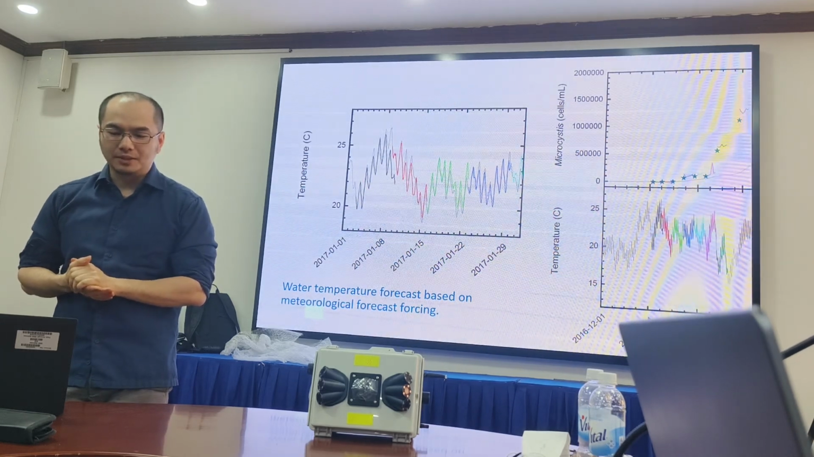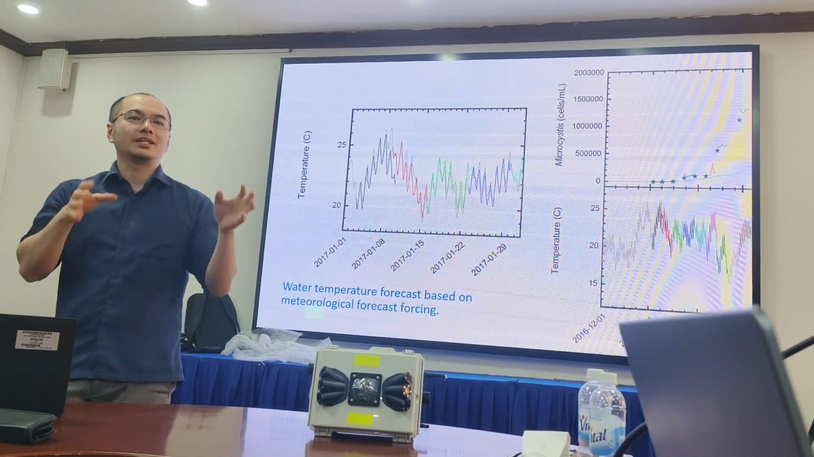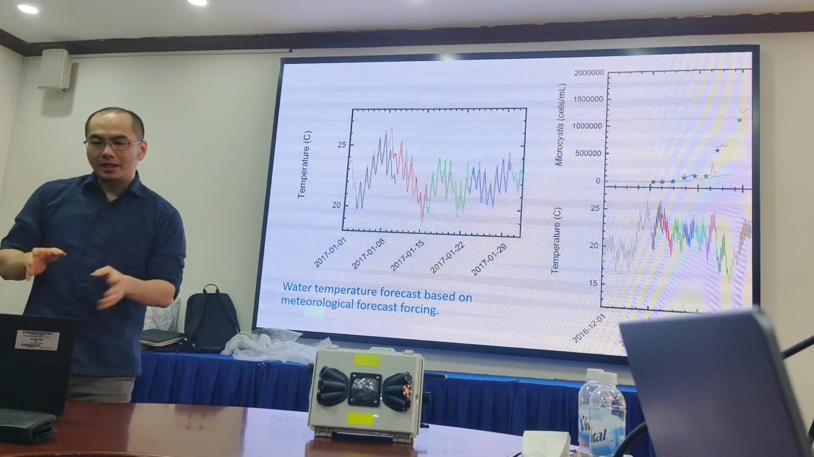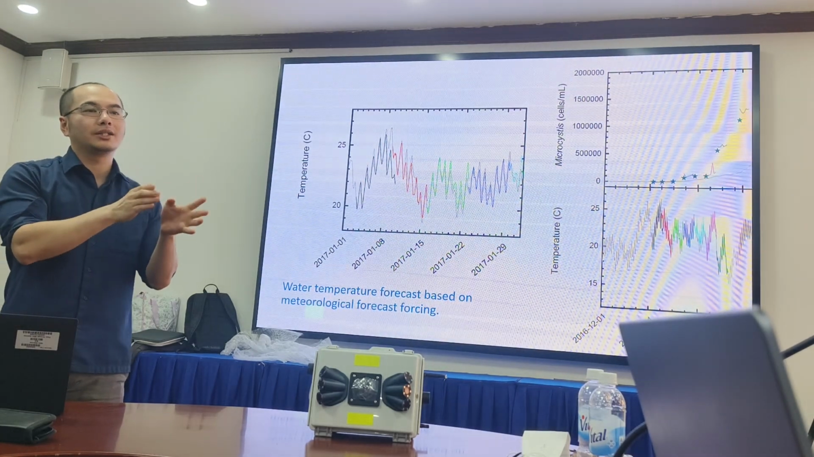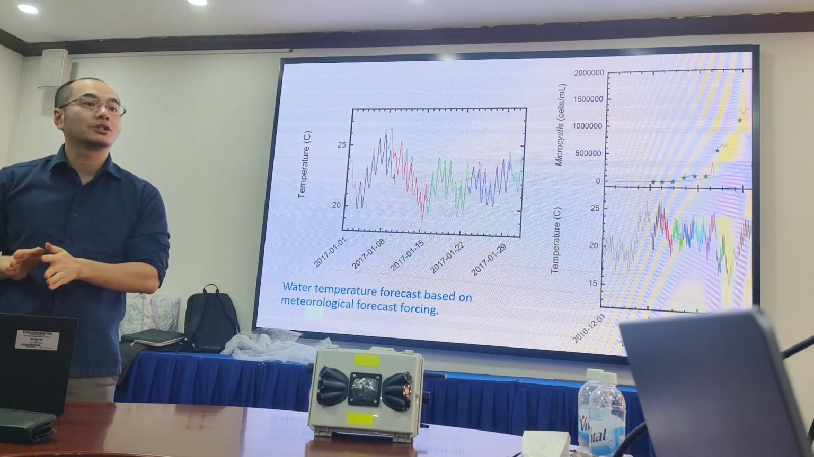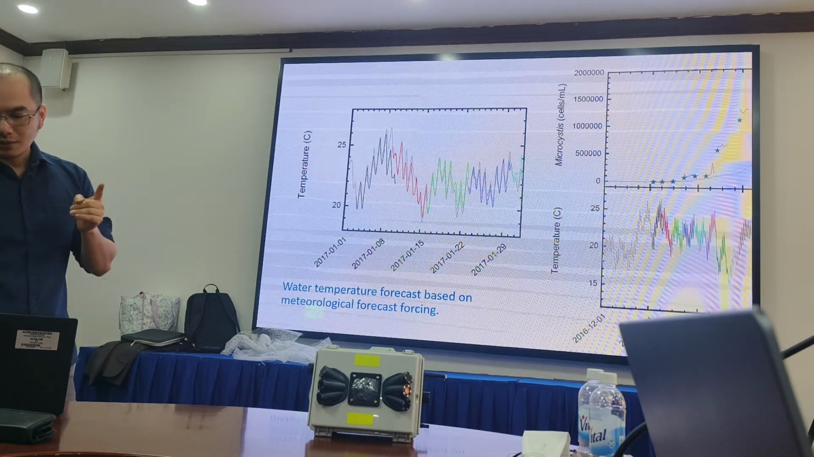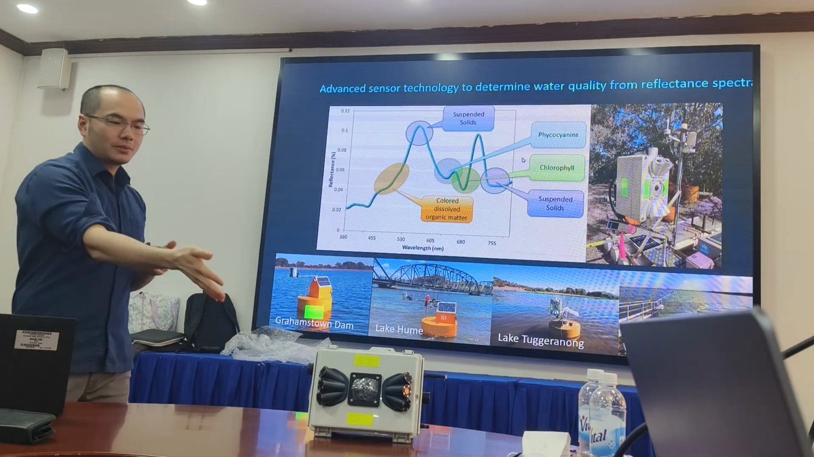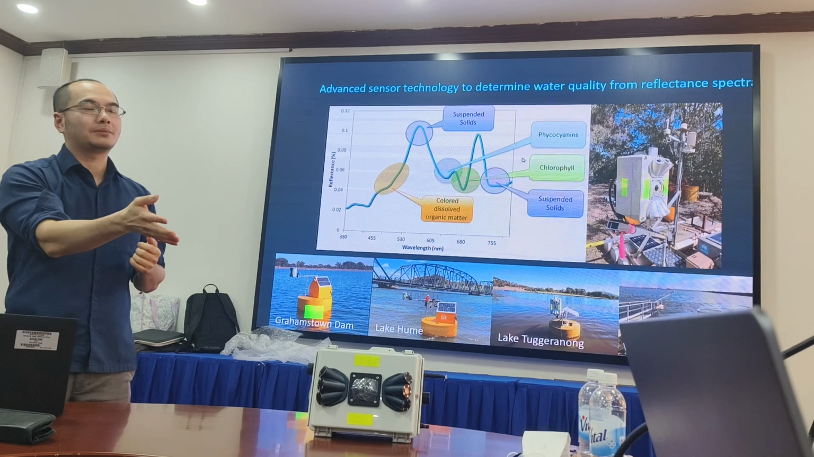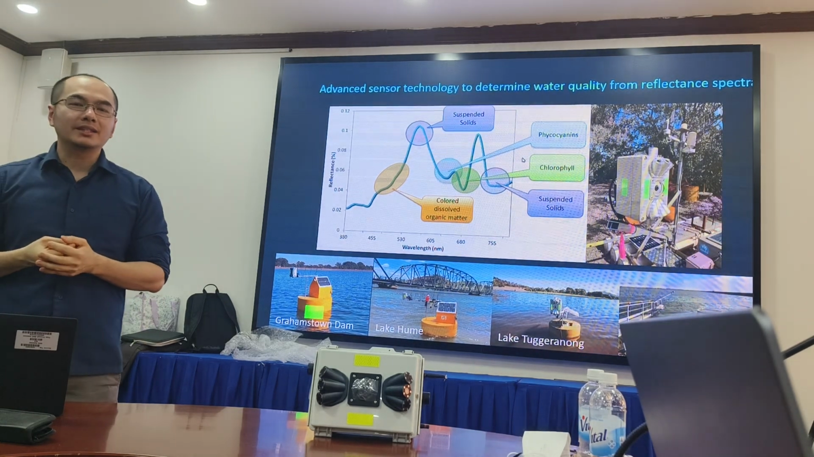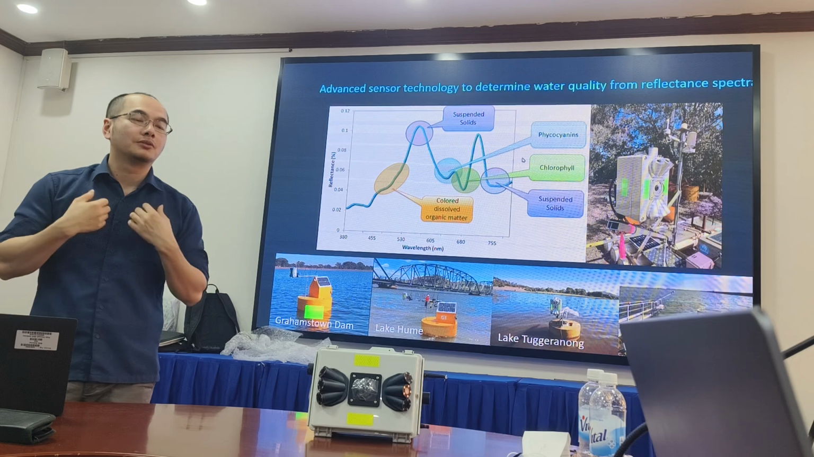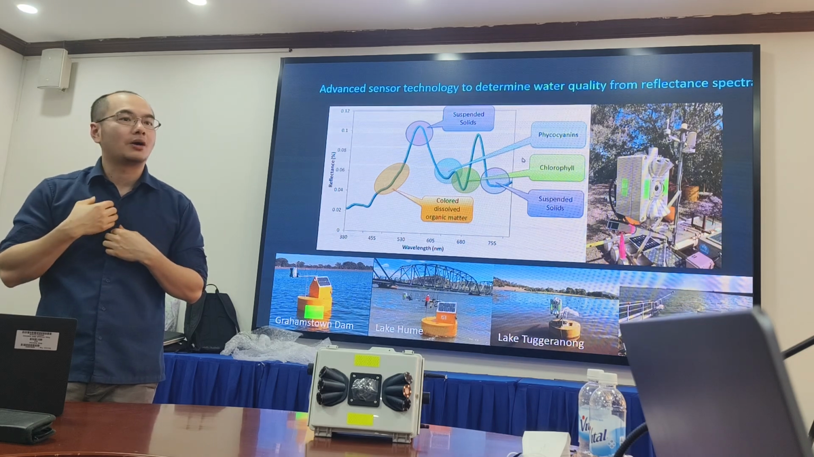So here is how we forecast the water temperature, based on the weather forecast. Like I say, it's the forcing of the model. And if we know it, then we know the condition to put into our biological model. Then we use, like Tim already talked about, hyperspectral. It means that we could have certain chlorophyll indexes that we could use to calibrate our model.